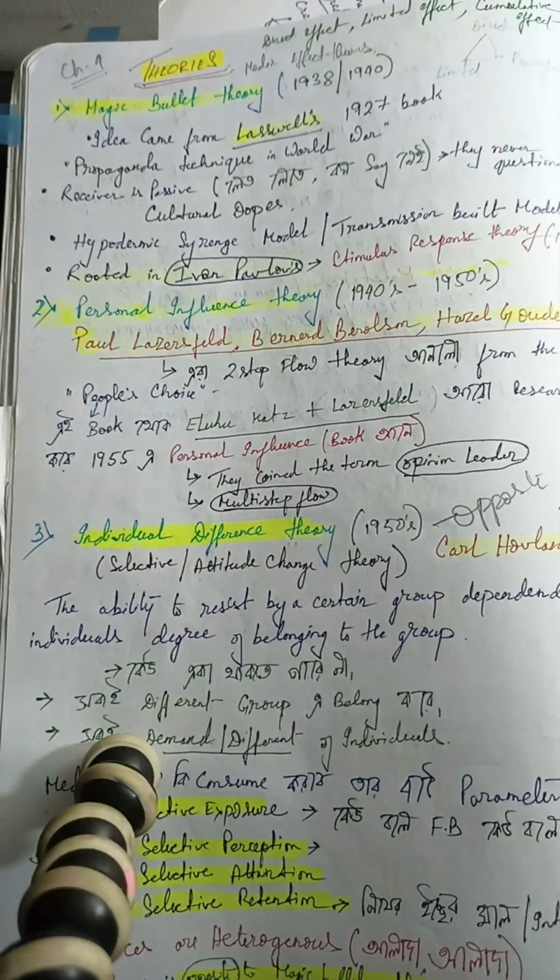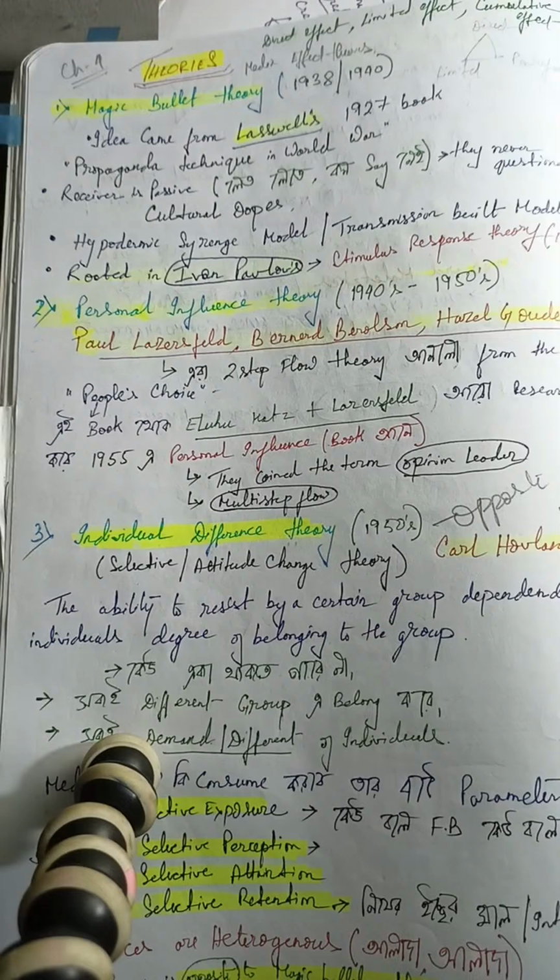So, today in this video, we will be talking about the theories of mass communication, the models and theories of journalism and mass communication. We will be talking about the direct effect, the limited effect, and the cumulative effect. Broadly, we can divide theories into magic bullet theory, that came in 1938 to 1940. The idea came from Lasswell's 1927 book Propaganda Techniques in World War.